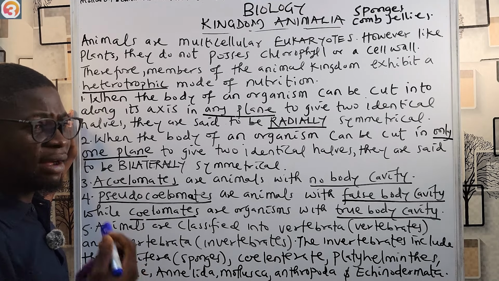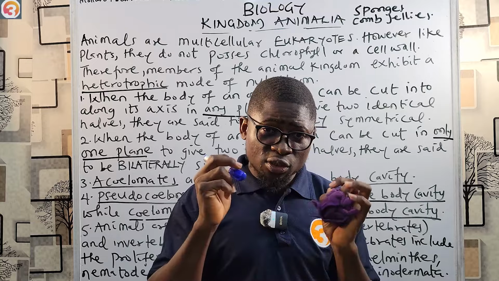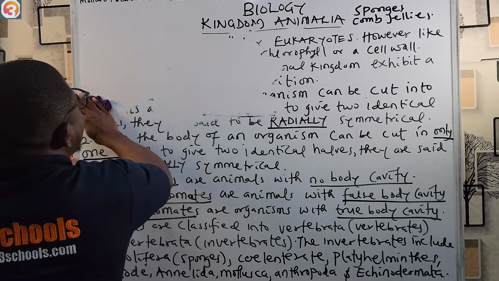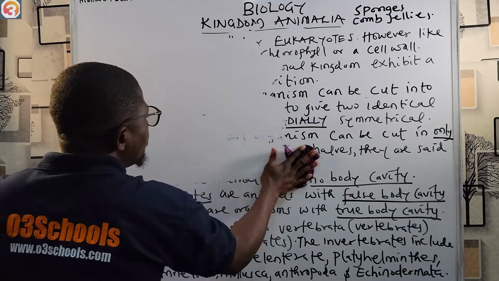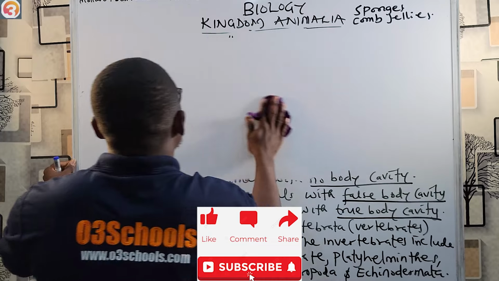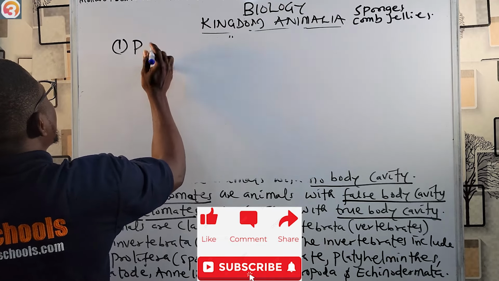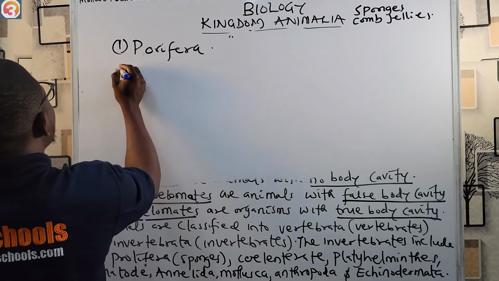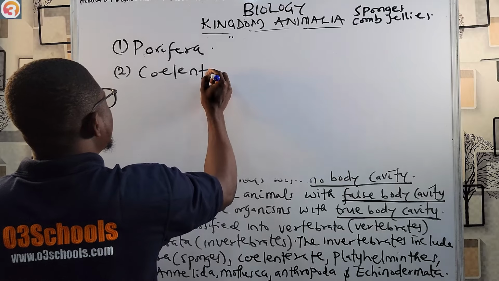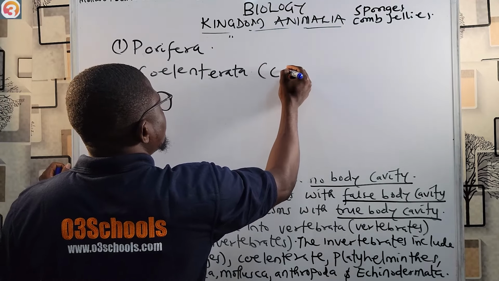Like I said, the animal kingdom itself is divided into 10 phyla. So let us write those phyla out. Number one, we have the porifera, like the sponges. Number two, we have the coelenterates, or sometimes we call them the cnidaria.